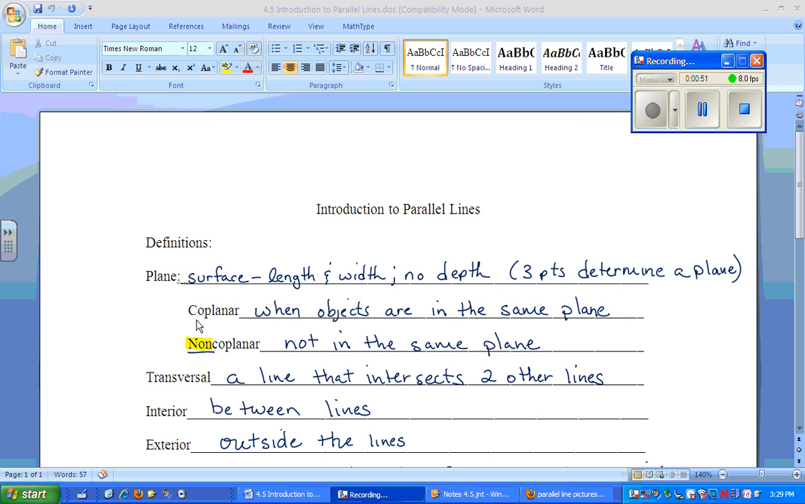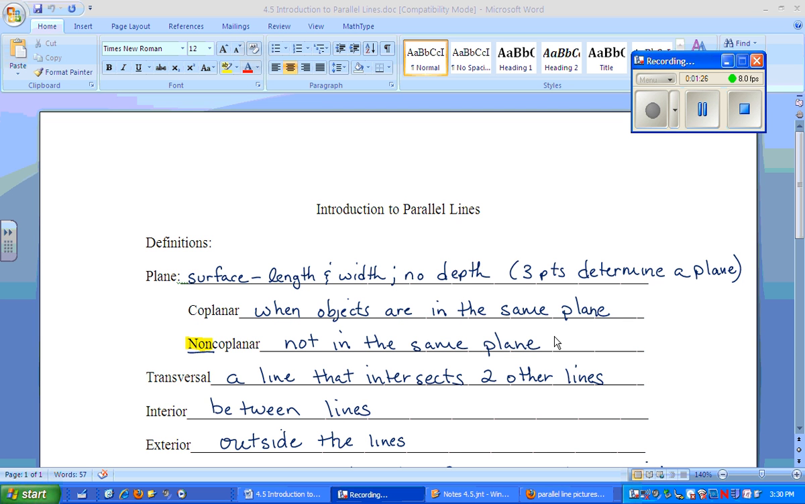What does it mean to be coplanar? Well, we had collinear before. Collinear meant they were all on the same line. So coplanar here means they're all on the same plane. So when objects are on the same plane, that is what we have here. Pretty simple. The opposite of that would be non-coplanar. Non, there's a little English lesson, meaning the not part of it, so they're not in the same plane.